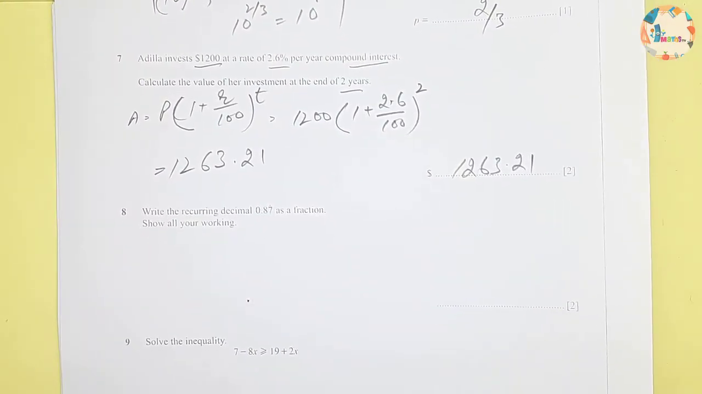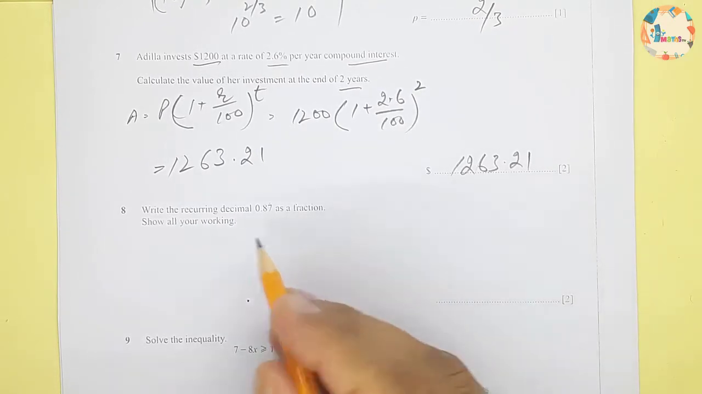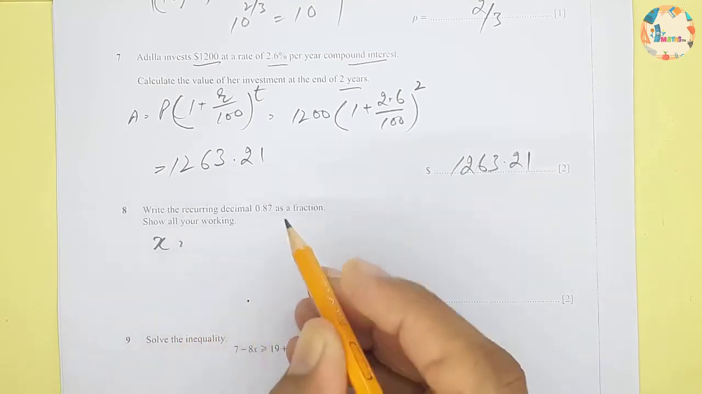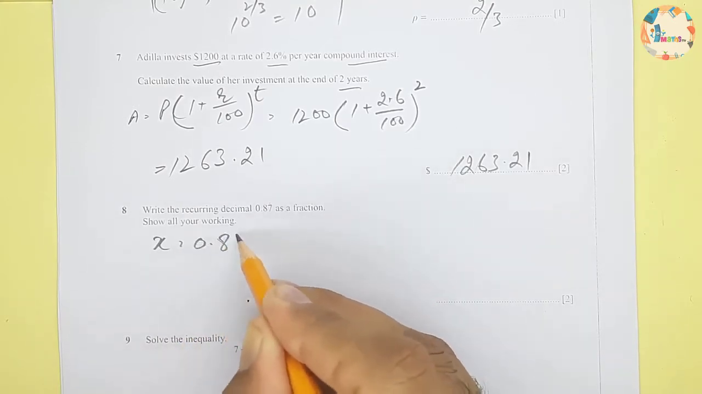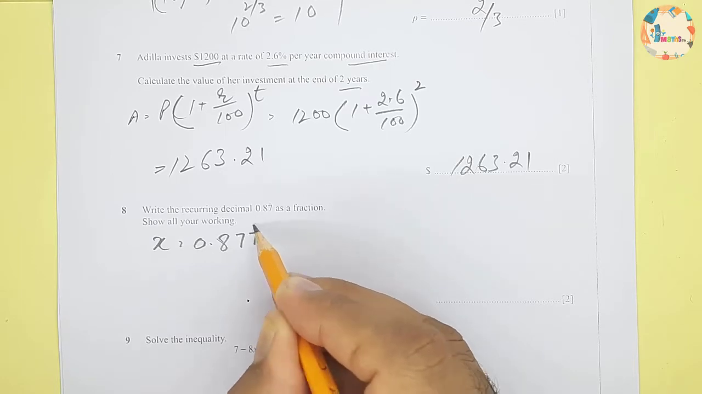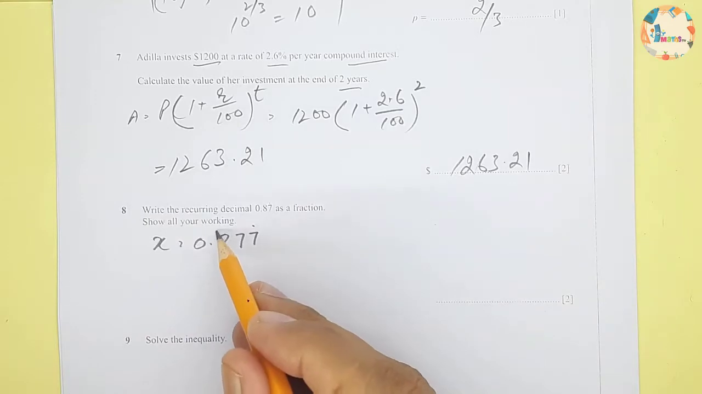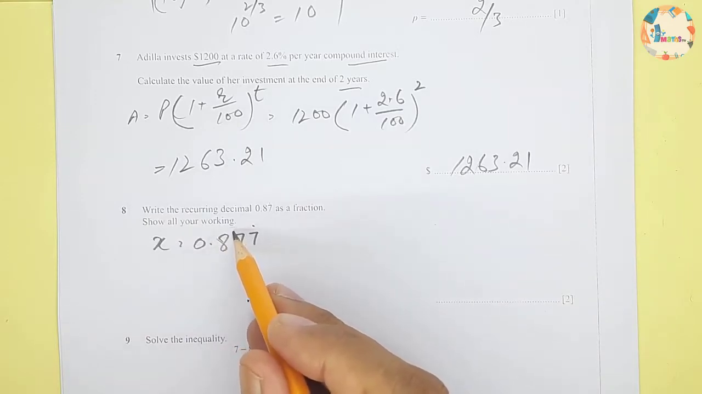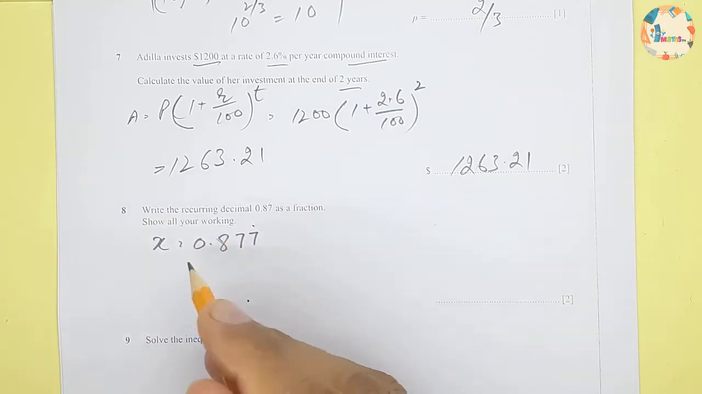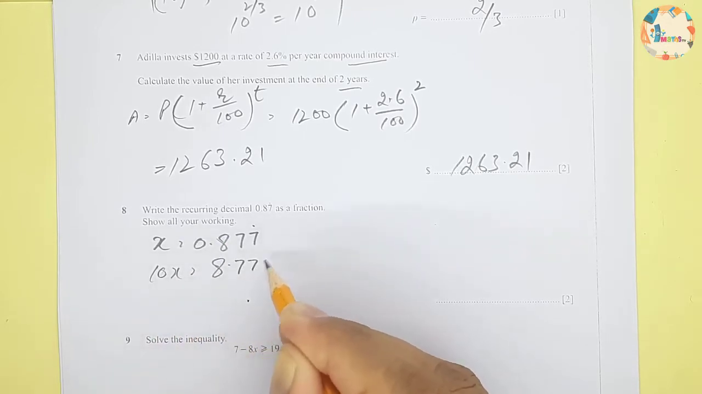Question number 8. Write the recurring decimal 0.87 recurring as a fraction. So x we can write is equal to 0.8777 recurring, and now we can shift this one up to here, for example 10x will be equal to 8.777, one more 7 we can write in recurring.